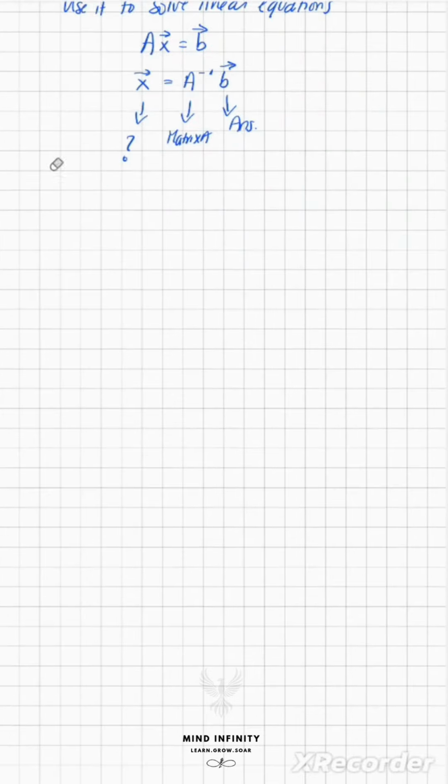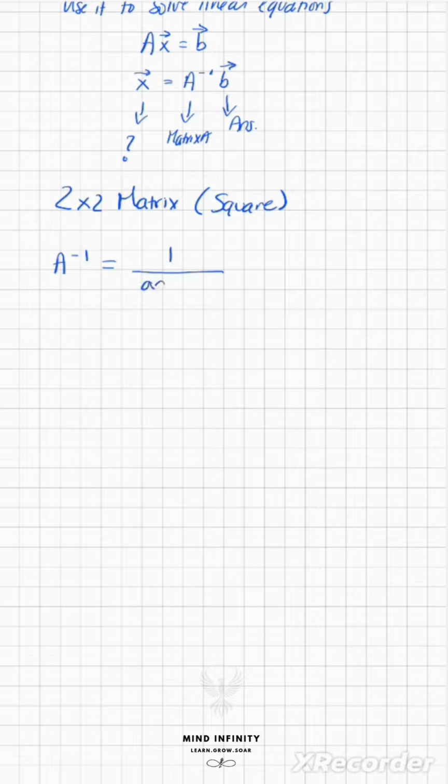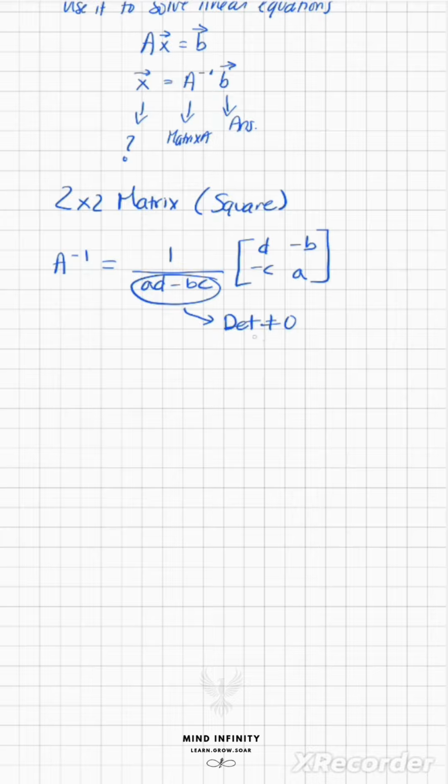Now if you stick to a 2 by 2 matrix, which is a square matrix, the formula for the inverse of it is 1 over A times D minus BC times the matrix: D, minus B, minus C, and A. As you can notice, this is your determinant. And since it's a denominator, if we want the inverse to exist, the determinant cannot be equal to 0. That's why we were saying previously that the determinant cannot be 0 for it to be invertible.